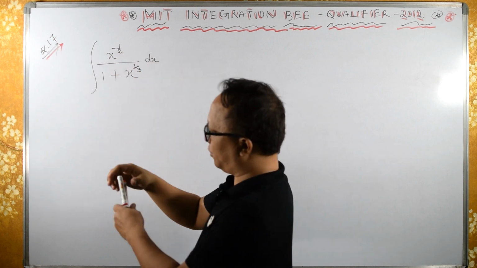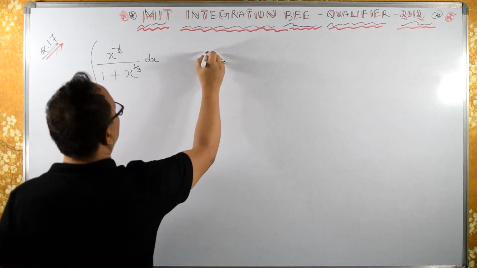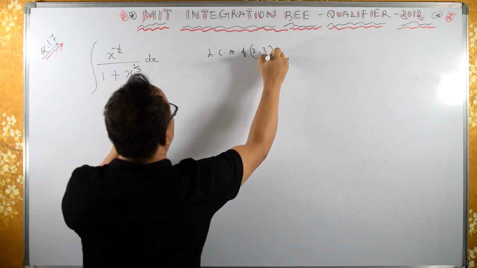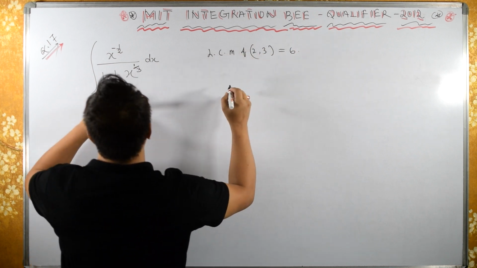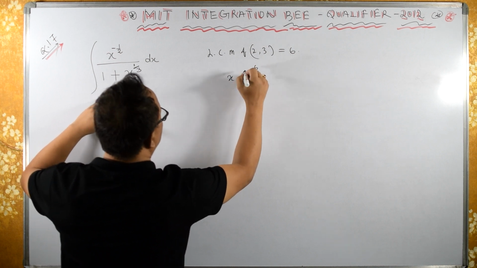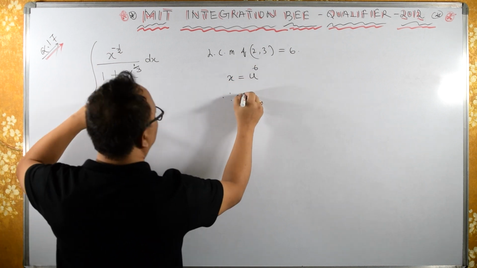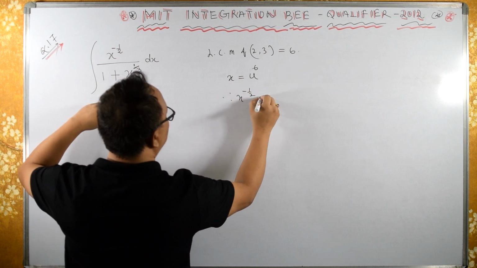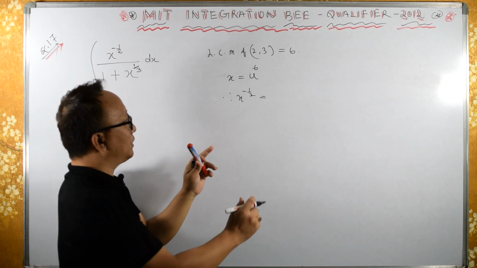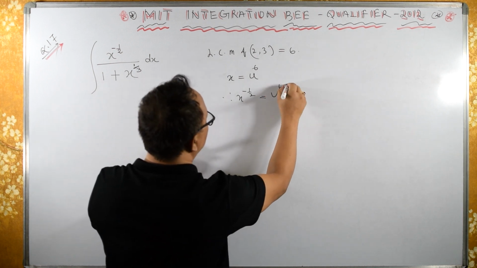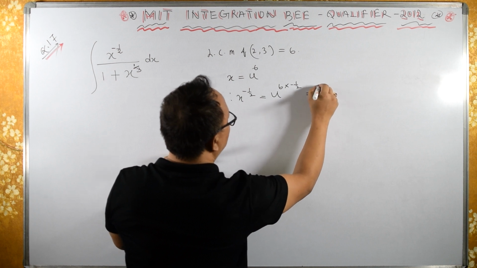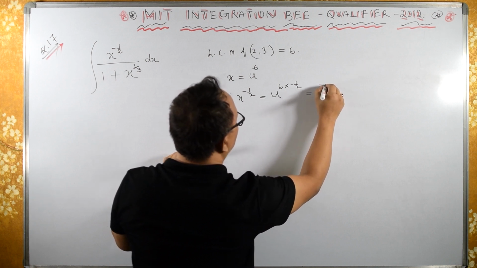LCM of 2 and 3 is what? 6. So we know that the LCM of 2 and 3 is 6. So let's substitute x equals u raised to 6. Therefore, x raised to minus half equals, multiplying on both sides, u raised to 6 into minus half. If I cancel this, it becomes u raised to minus 3.